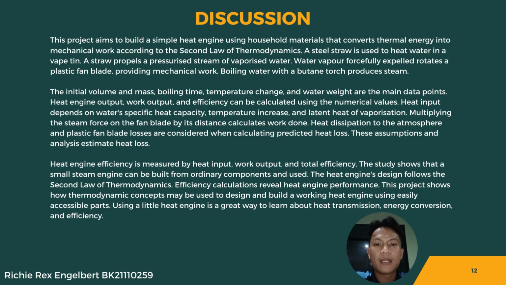The main data points are the starting volume and mass, boiling time, temperature change, and water weight. So you can calculate heat engine output, work output, and efficiency using numerical values. Heat input depends on water's specific heat capacity, temperature increase, and latent heat of vaporization. To find the work done, you multiply the steam force on the fan blade by its distance.